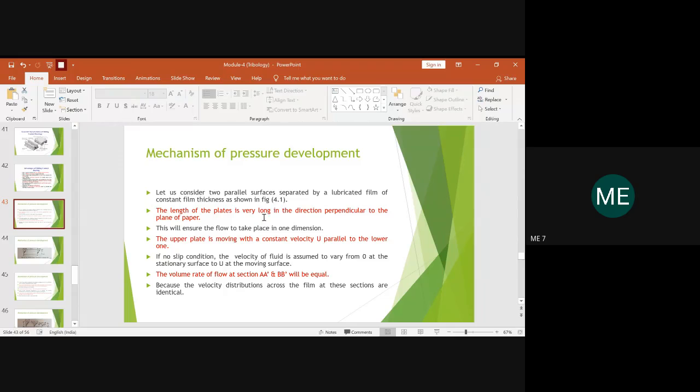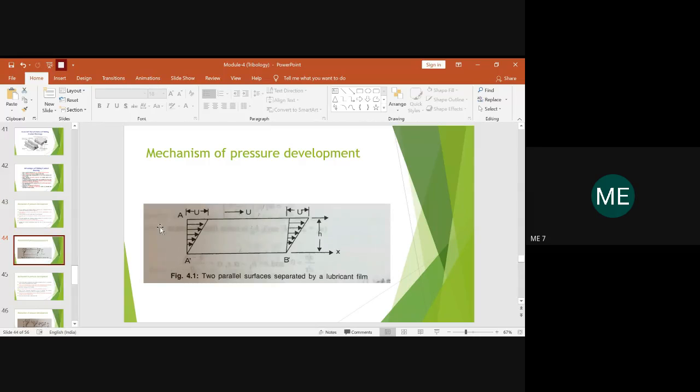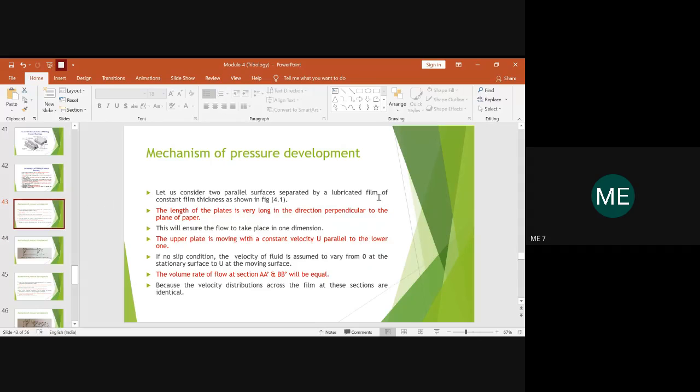This is one assumption we have to understand, that it is in the direction perpendicular to the plane of paper. If you consider this as the plane of paper, then the plates will be exactly perpendicular to it and of a longer length. This is the basic assumption you have to make while drawing even the sketch. So let the length of the parallel plates be comparatively long, and show the thickness of the oil film in between these two plates. These are the sections we consider further, A dash and B dash. I'll come to that a little bit later.